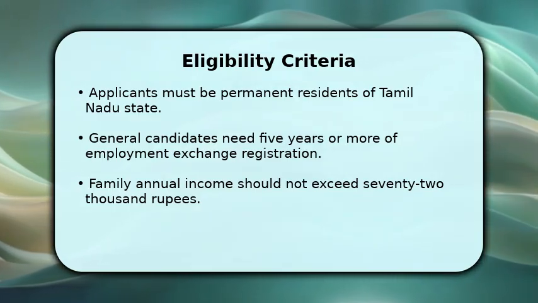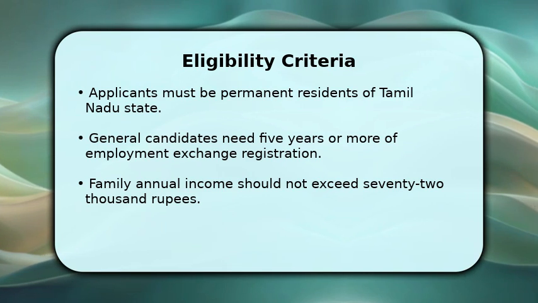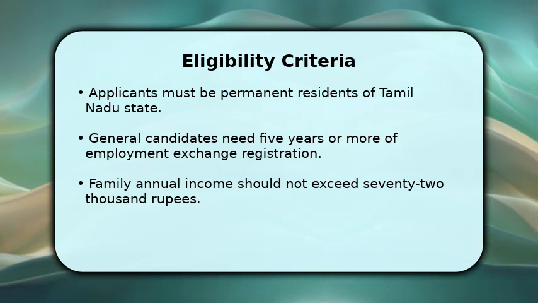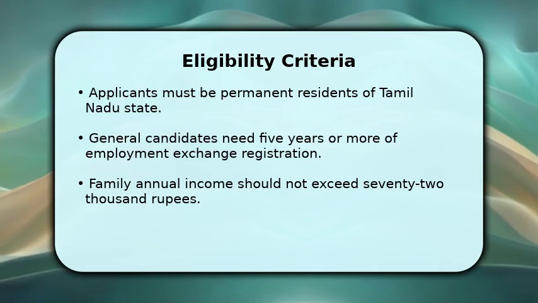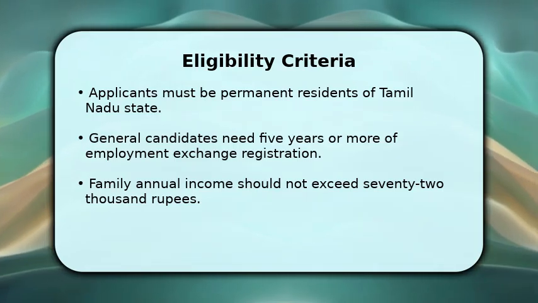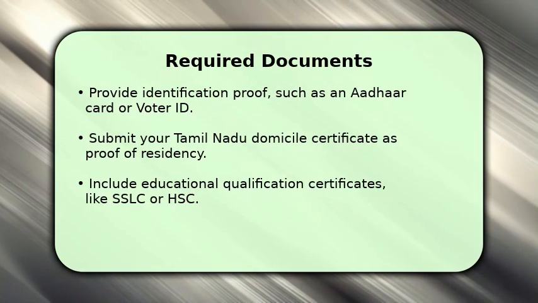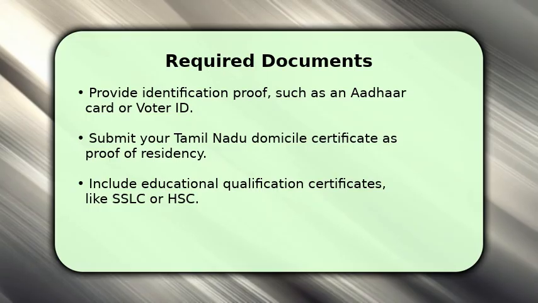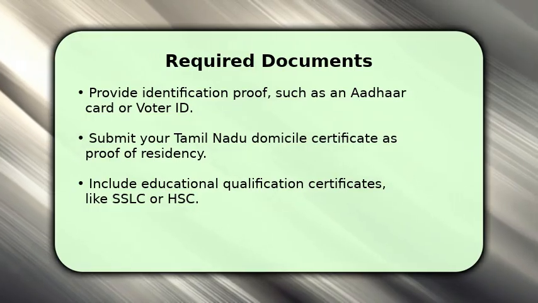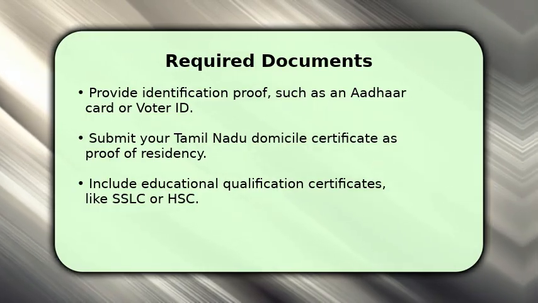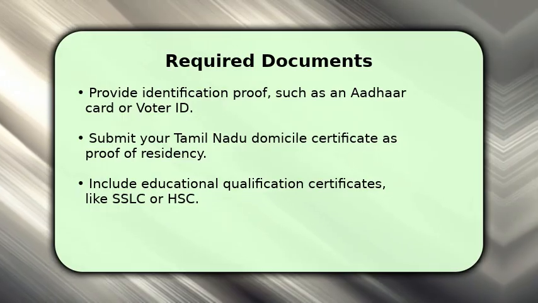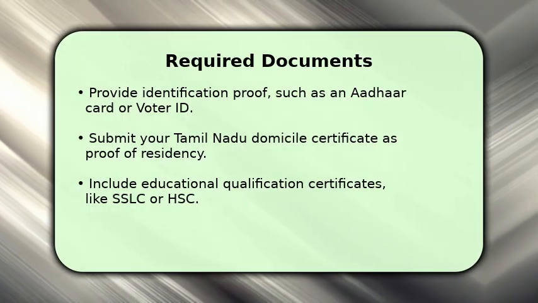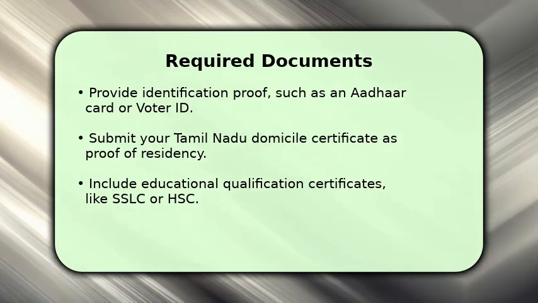Differently abled individuals have more flexible criteria, requiring only 1 year of employment exchange registration, with no age or income limits. When applying, you will need several important documents. First, prepare an identification proof such as your Aadhaar card, PAN card, or voter ID. A domicile certificate proving your Tamil Nadu residency is also mandatory.